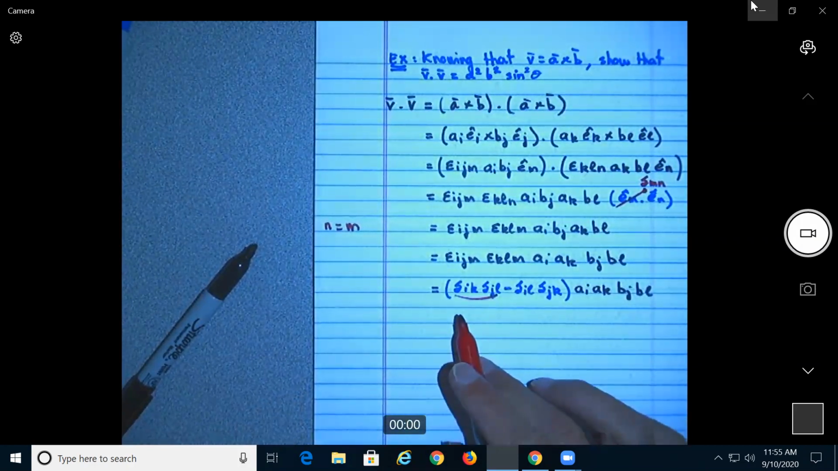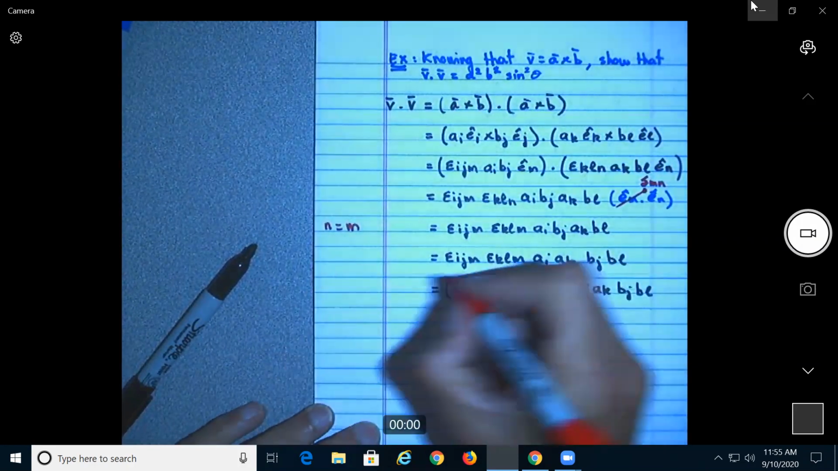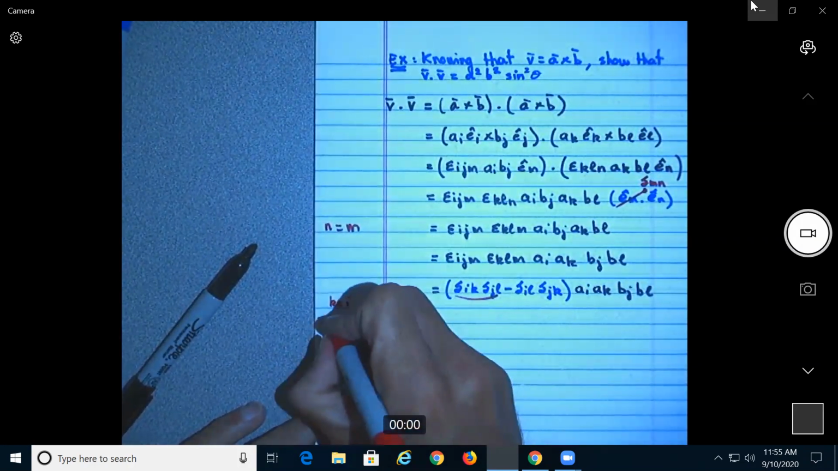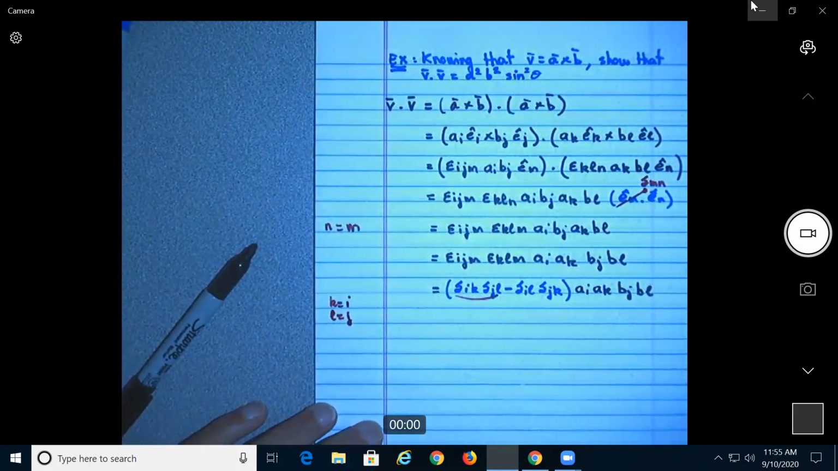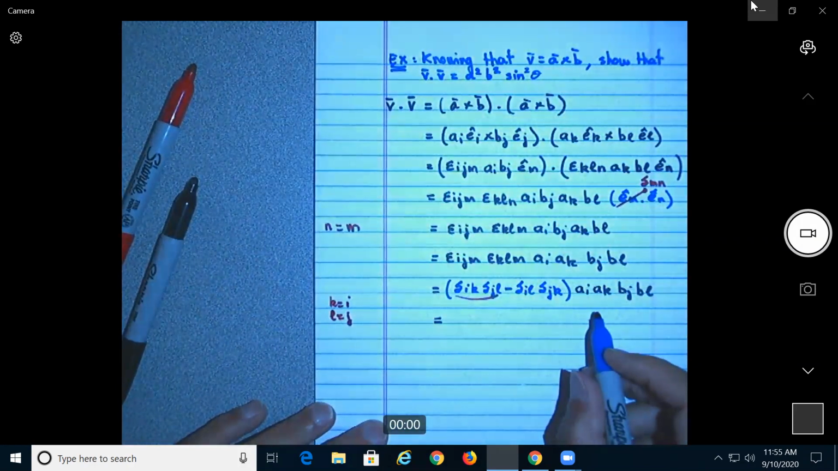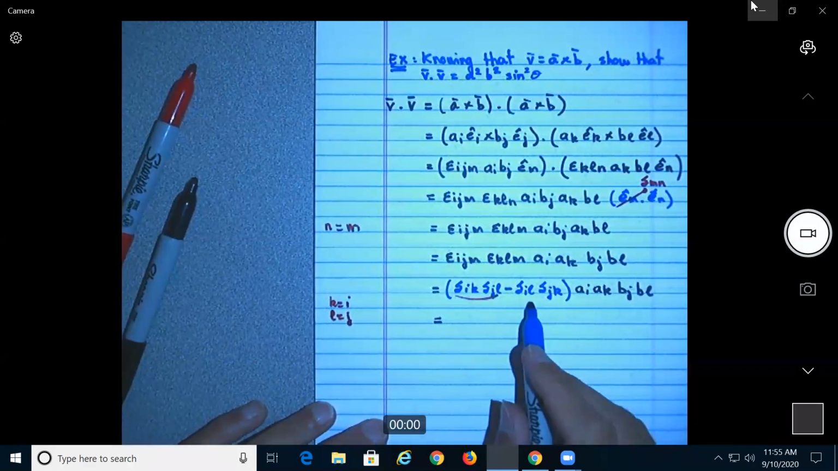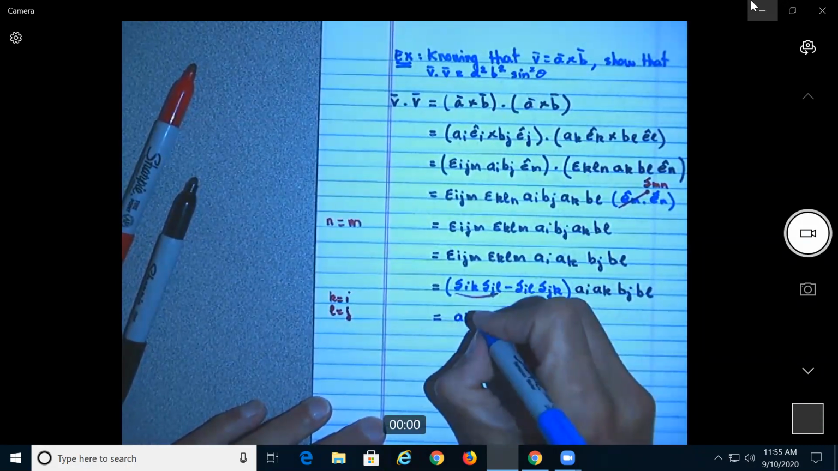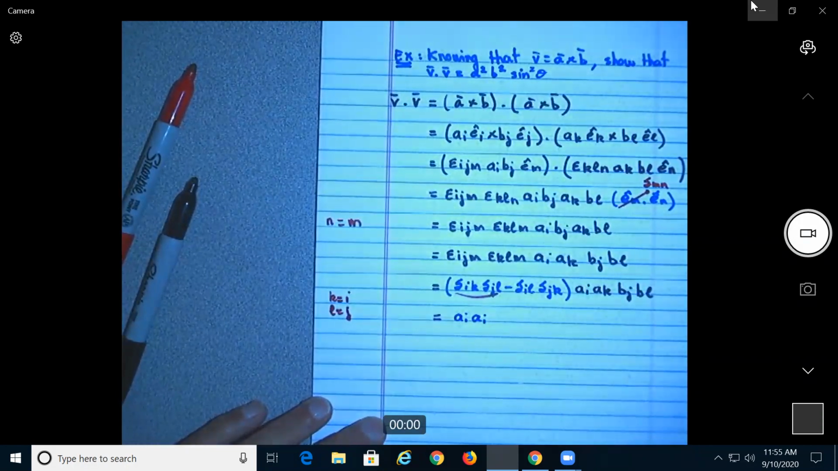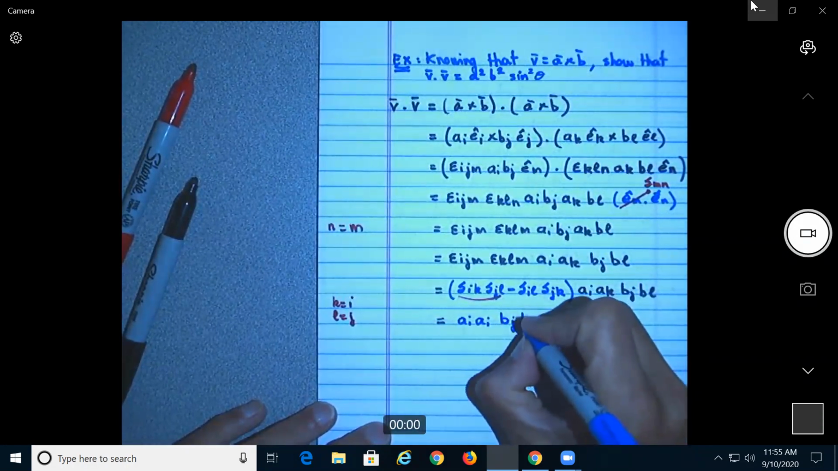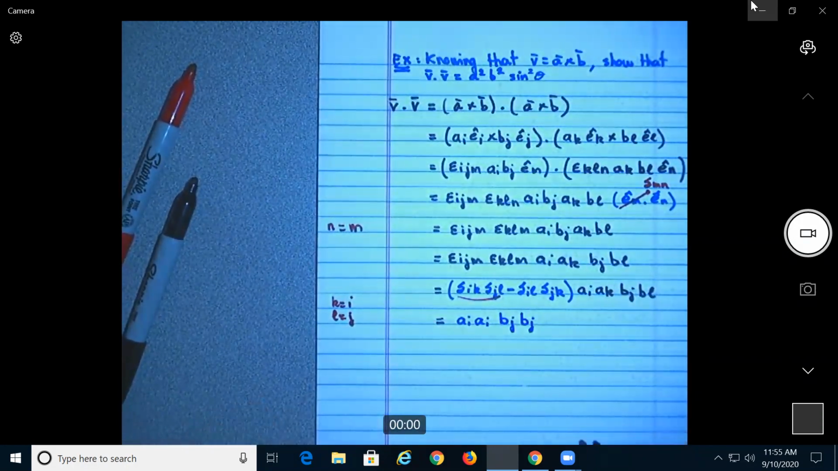So our first case is what? We can say when k equals I and L equals J, no? So in that case, what are we going to get? This one will be 1, 1, this will be 0, no? So it will give you A sub I times A sub I, B of J, B of J. Okay?